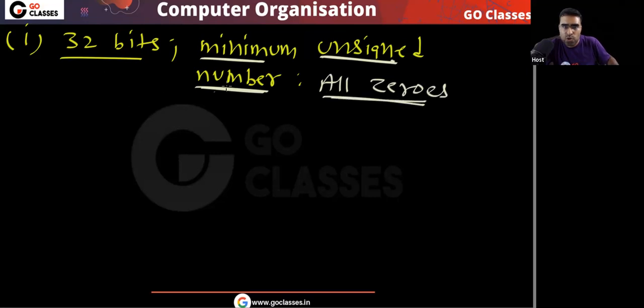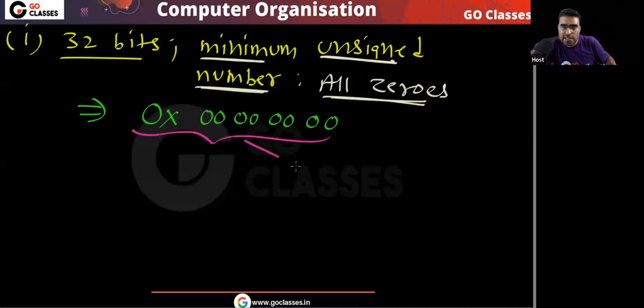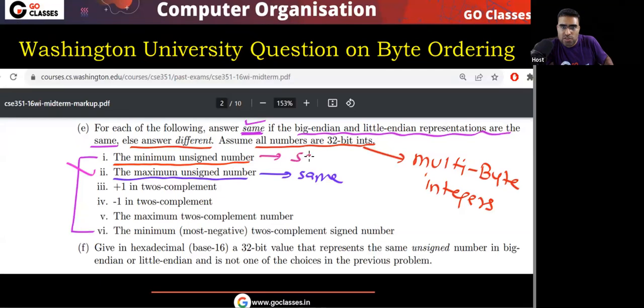Correct. So if you notice, the minimum unsigned number in hexadecimal will be 00 00 00 00. Yes or no? Now you can see for this, can I say little endian and big endian will be the same? Little endian is the same as big endian. Is this clear? In the little endian, you will start with the little end. In the big endian, you will start with the big end. But all are zeros, so there is no change. So I can say for this also they will be the same.